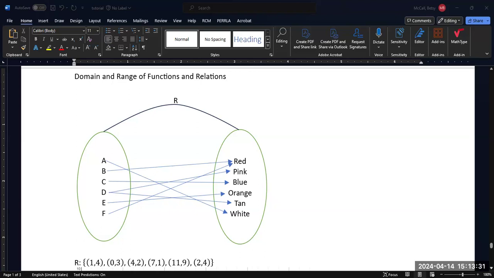Now, finding the domain and range of functions and relations in certain forms, it actually doesn't matter whether they're functions or relations, because the domain is just the input values that go into the function, and the range is just the values that come out on the other side, the output values.